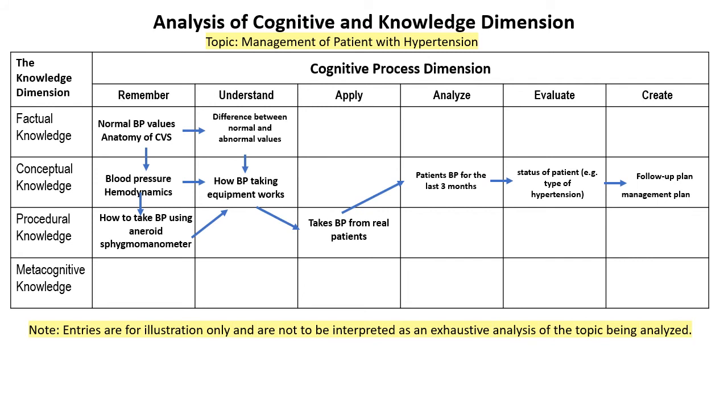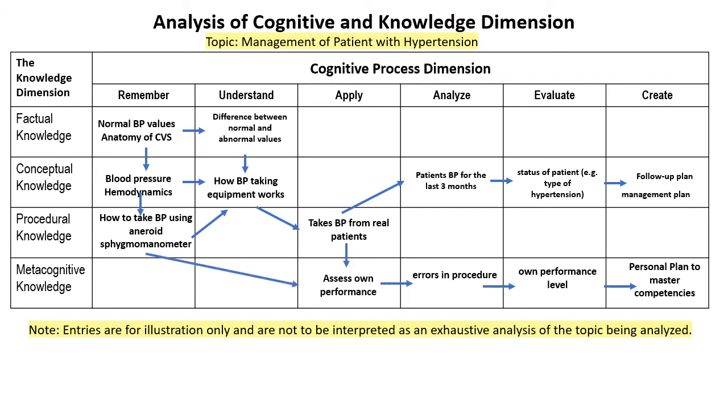But let us not also forget that there is still the missing metacognitive knowledge dimension. So at the create level, you have personal plan to master competencies. But to create a plan, you need to be able to evaluate your own performance level, and the evaluation of your performance level will be dependent on the analysis of the errors in the performance of the procedure, which you were able to identify by assessing your own performance.